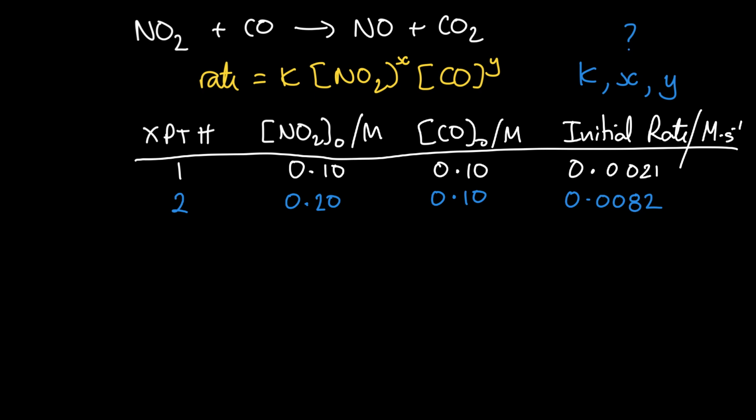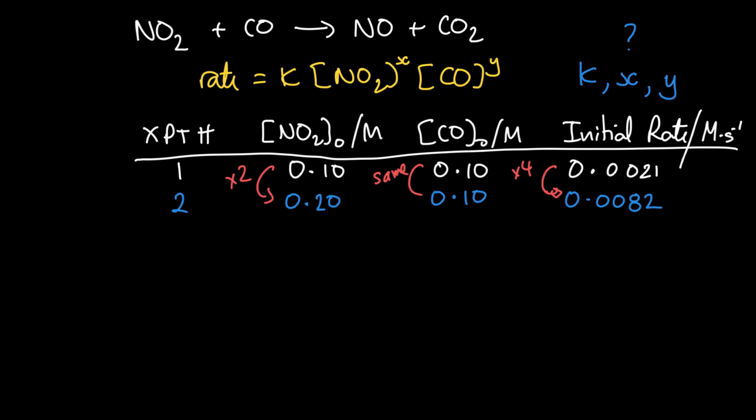So going from experiment 1 to 2, we're really only changing one thing. We're doubling the concentration of NO2, and notice the concentration of CO is exactly the same. So the rule of 1 is often used here, so we just change one thing at a time, and we can see that the rate itself is essentially going up by a factor of 4. So sometimes we have to round a little bit, right? So 4 times 0.0021, I think, is 0.0084. But we can see it's pretty darn close to that.